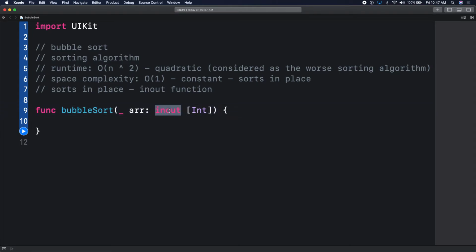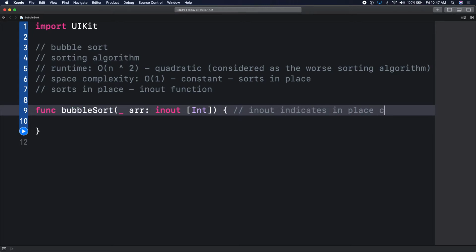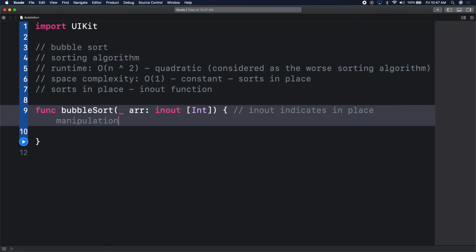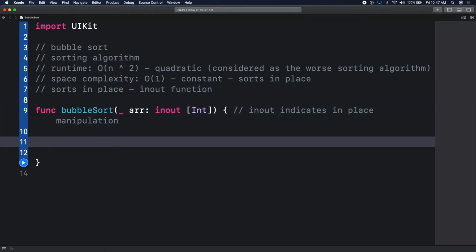The big important part there is inout. Inout implements in place. So inout indicates in-place manipulation. Cool? Great.